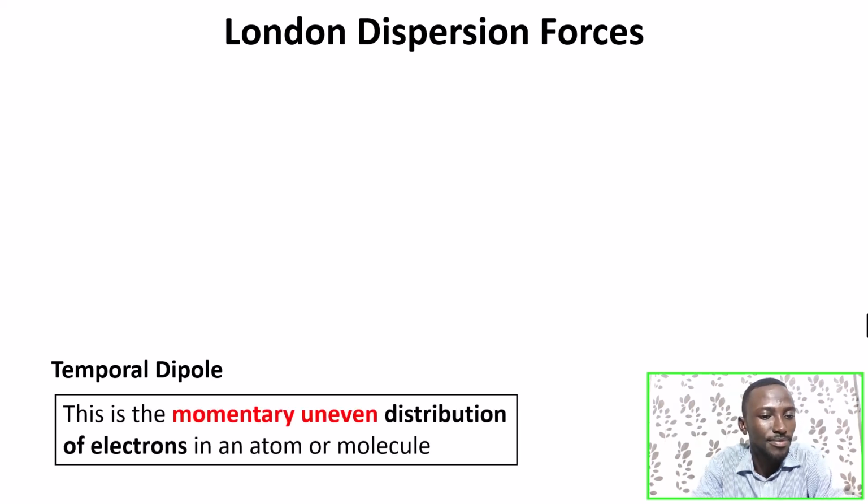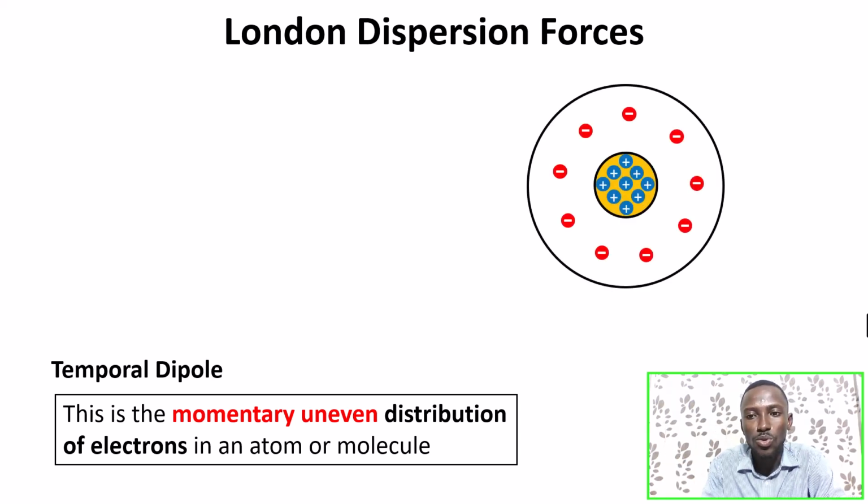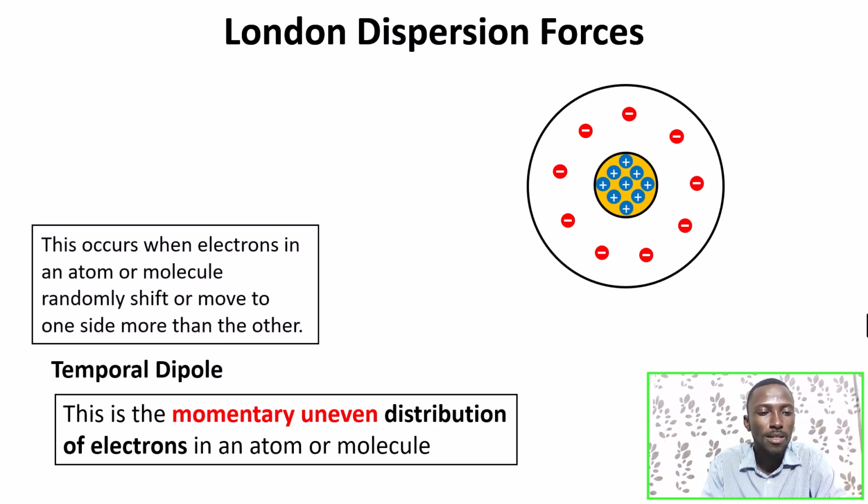A temporary dipole is a momentary uneven distribution of electrons in an atom or molecule. The main thing we want you to pay attention to is that a temporary dipole has to do with a momentary uneven distribution. It is momentary, unlike permanent. So we'll use this to represent a model of an atom, and then with this we'll understand what a temporary dipole is. Let's see how this distribution occurs.